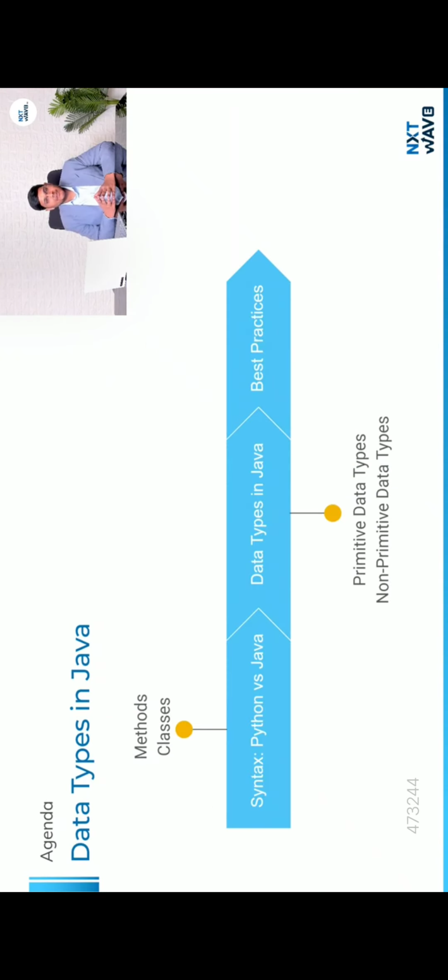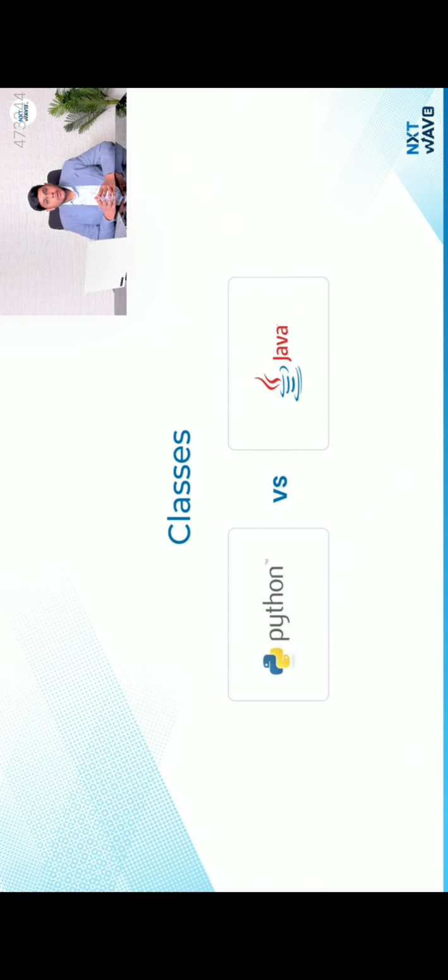In today's session, we will see the syntax difference in Python and Java with respect to methods as well as classes. We'll also look into the additional data types that are present in Java. There are two types of data types, primitive data types as well as non-primitive data types in Java, which we'll learn in today's session. And we'll also look into some of the best practices that we need to follow in case of Java.